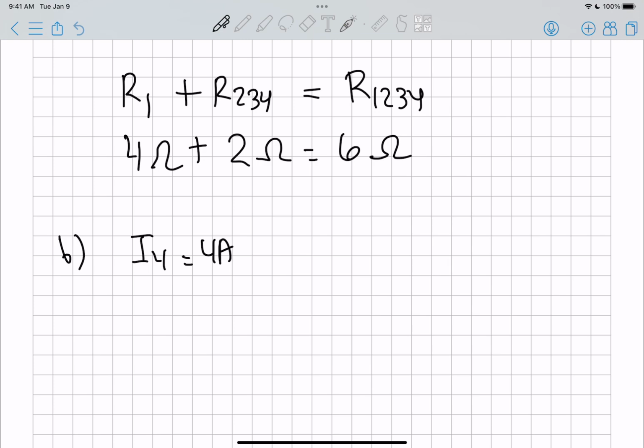No, right? It's only part of it. It's only a branch of it. It's only splitting off from the original current, right? How can we find out what the total amount of current was that was being delivered from the battery?